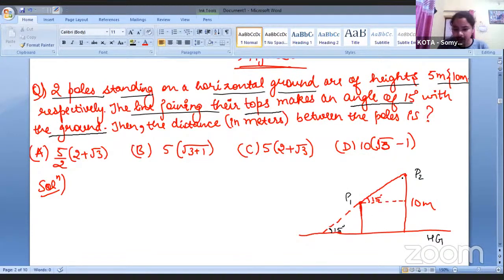Yes, correct. So P1, P2 is the line. We have to extend it. There is no other option because they are telling about this line only, and it is making an angle of 15 degrees. So this angle will also be 15. Thus, we can solve the question. Okay, cool.